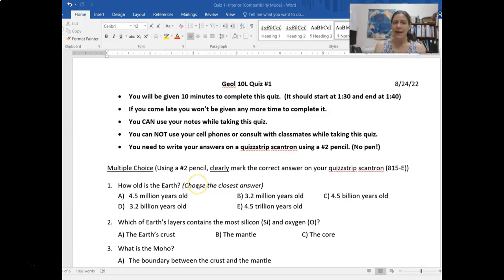So the first question, how old is Earth? You should hopefully have said Earth is what? Is it 3.2 or 4.5? Well, it's 4.5. Is it 4.5 million, billion, or trillion years old? It's 4.5 billion years old, this one right here. So you should have put C for your answer to question number 1.